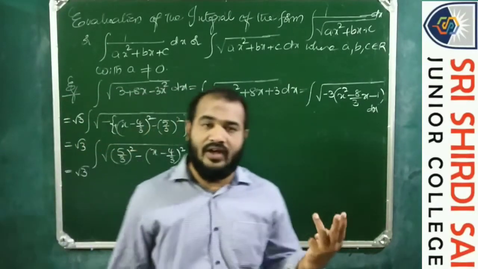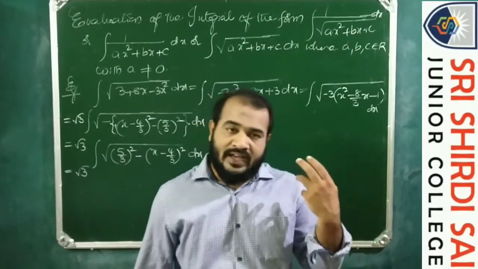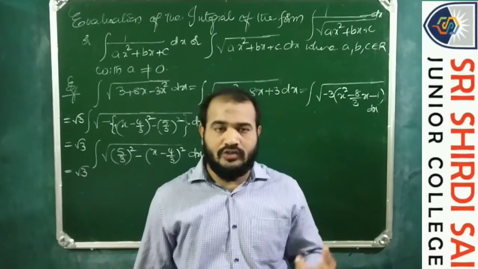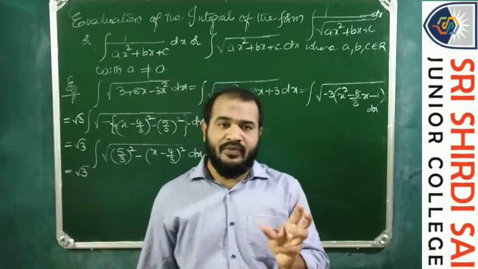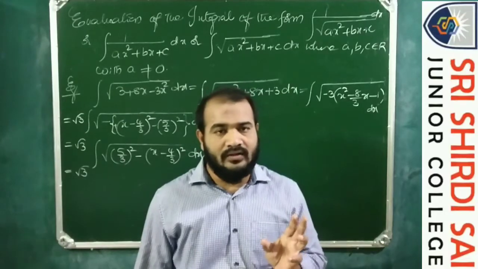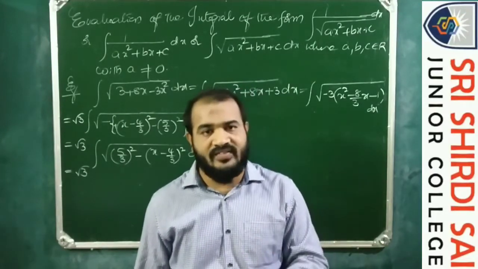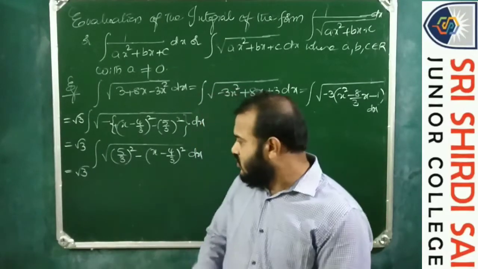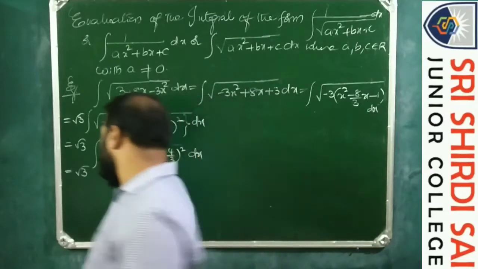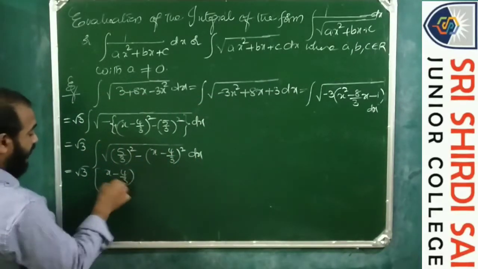We know what the integral root of a square minus x square dx is. Three formulae we have discussed before, and the x by 2, a square by 2 formula also we have discussed. We have coined that name. So root of a square minus x square dx is x by 2 root of a square minus x square plus a square by 2 sine inverse x by a. The same we have to write here. So x by 2, where x is x minus 4 by 3, so x minus 4 by 3 by 2.